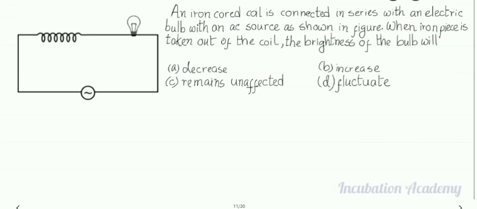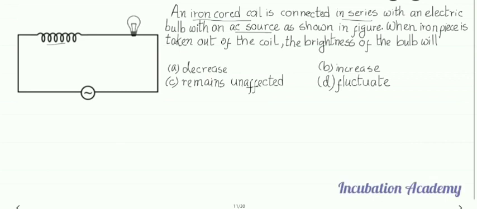An iron core coil is connected in series with an electric bulb with an AC source. So this is obviously a question of AC, and this iron core coil is nothing but acting like an inductor here, which has some inductance.